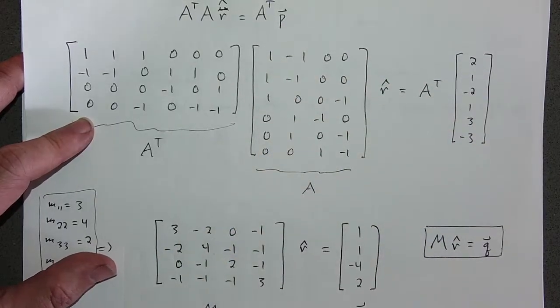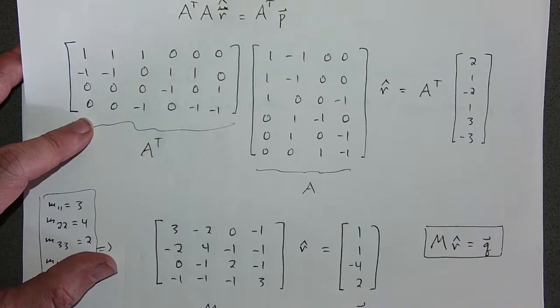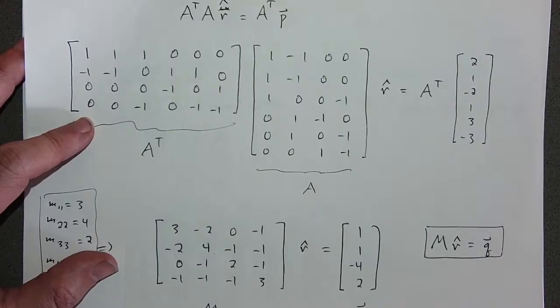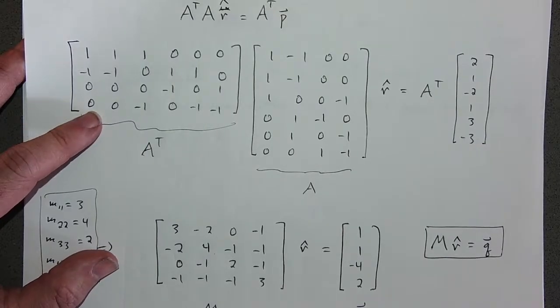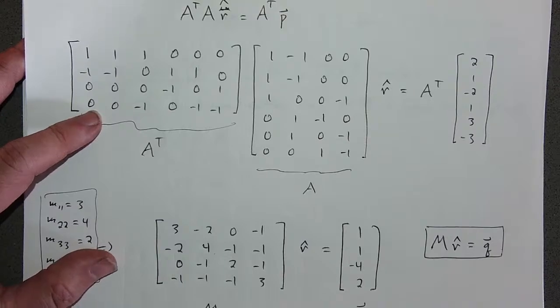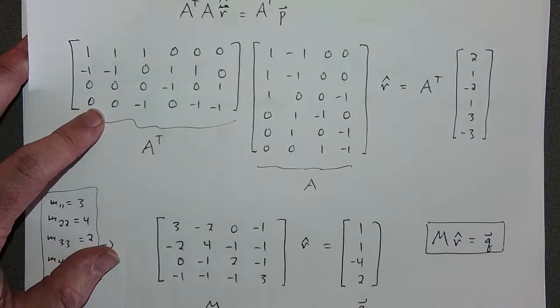Now, you already know what that means for the least squares solution. When A is not invertible, that is, when its columns are not linearly independent, the resulting least squares equations, the normal equations, have infinitely many solutions.